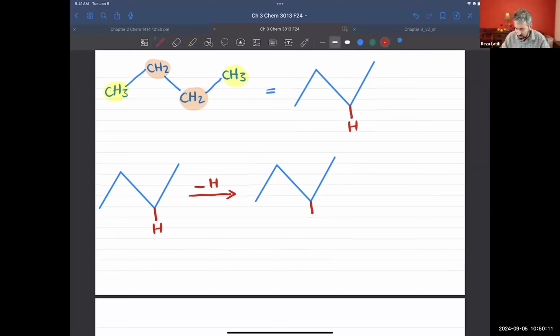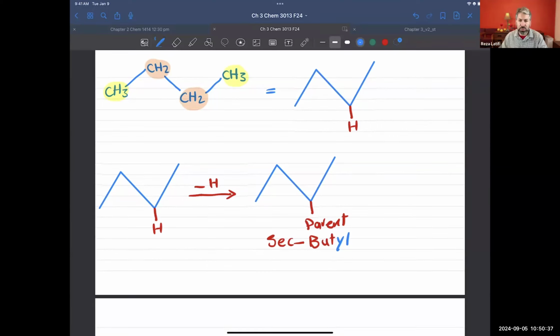And this one is attached to the second carbon. Because it's attached to the second carbon, we call it secondary butyl. Secondary butyl. Why? Because again, it's attached to the second carbon.